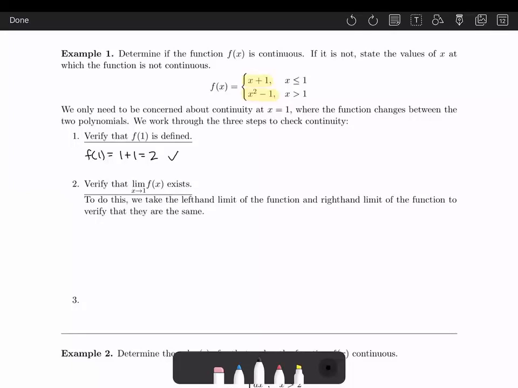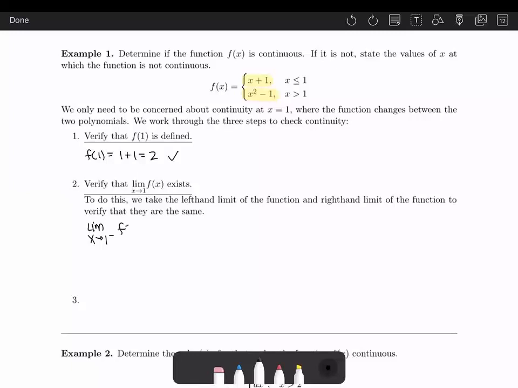Because our function is defined differently to the right, meaning bigger than 1, and to the left, meaning less than 1, we're going to take the left-hand limit and the right-hand limit just to make sure that they're the same. So the way that we're going to do this is we're going to take the limit as x goes to 1 from the left. The way that I remember this is the left is less, so it's that minus sign. So we're taking the limit whenever x is less than 1 of f of x.